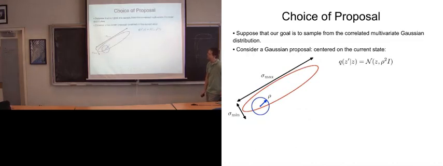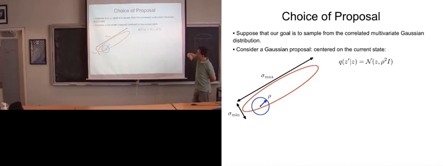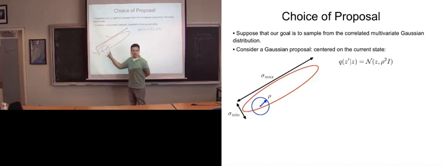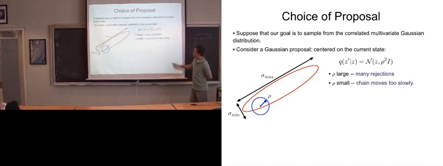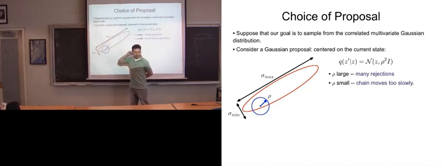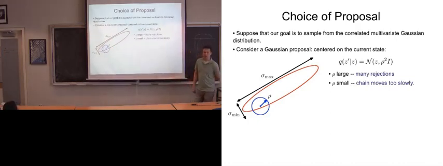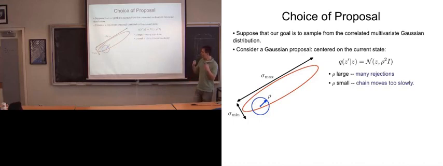Which is bad. So let's look at this example in particular, just to make it a little bit clearer. Suppose our goal is to sample from this correlated Gaussian distribution. That's what we want to sample from. And let's look at the Gaussian proposal distribution centered on the current state. So this is our proposal. Let's say we're here. That's our proposal distribution. What happens in this case? Well, if the variance is large, if we make it a big proposal, then almost always we're going to be rejecting. If you make the variance very small, then your Markov chain is going to be moving very slowly.